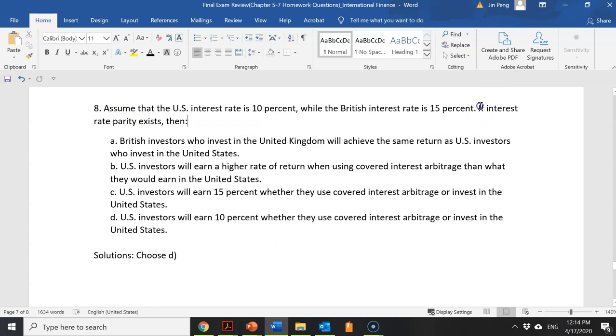So investors in either country earn the domestic interest rate, no matter whether they invest domestically or in the foreign country using covered interest arbitrage. Okay, for more details on interest rate parity, again, you can refer to our slides.